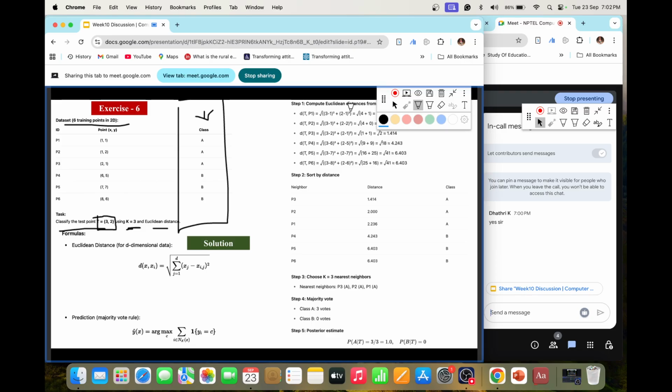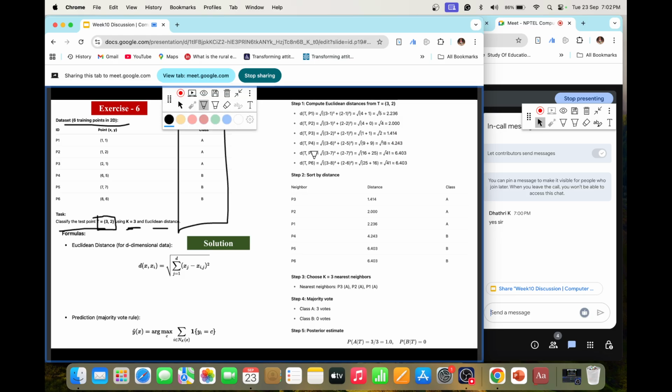So we have calculated all of these, TP1 to TP6. These are all the distances that we have calculated. Now we sort all of these by distance. What is the smallest distance? This is the smallest distance, so we write P3 and its distance. And what is the class associated with P3? The class associated with P3 is A.